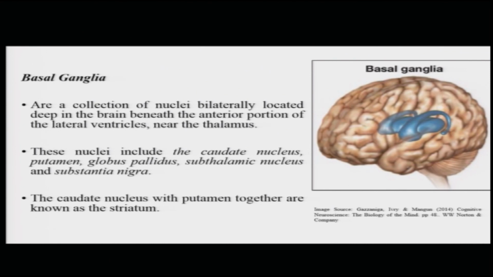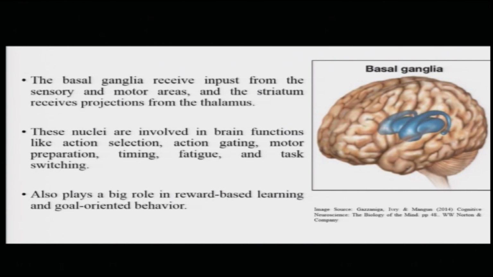Now, the caudate nucleus with the putamen together are referred to as the striatum, and the striatum receives projections from the thalamus, as the basal ganglia receive input from the sensory and the motor areas. Now, these nuclei are involved in very important brain functions like action selection, action gating, motor preparation, timing, coordination, fatigue and things like task switching. So, these are some of the very important functions of these regions of the brain.